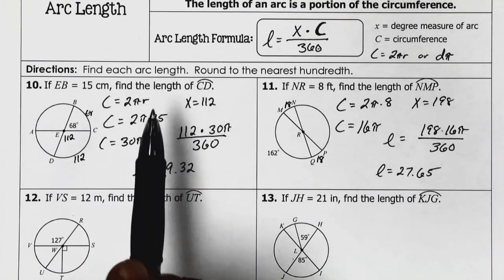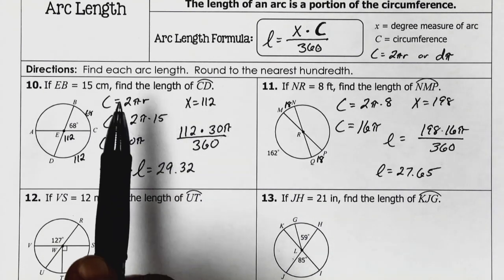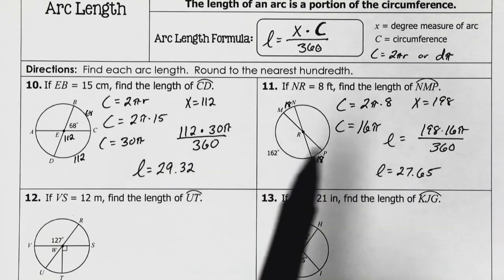Very simple. You're going to have to do a little bit of what we did. We know how to get circumference. We know how to get arc measure. So once you have them both, just put them into the formula, and then you're good.